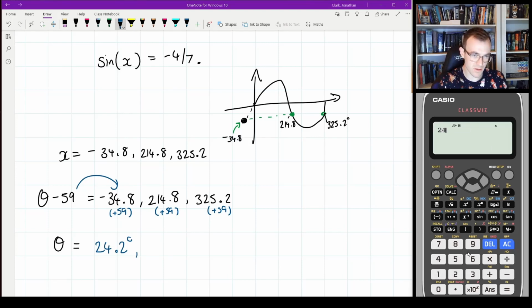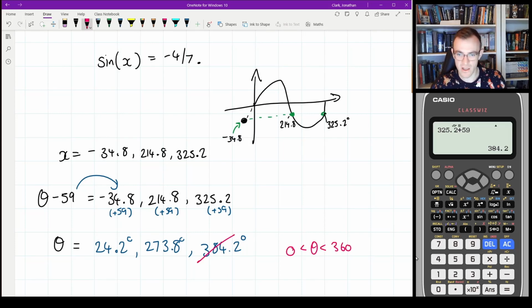The next one is 273.8, and the last one is 384.2. And I was trying to find values between theta is 0 and 360, and that's out of the range.